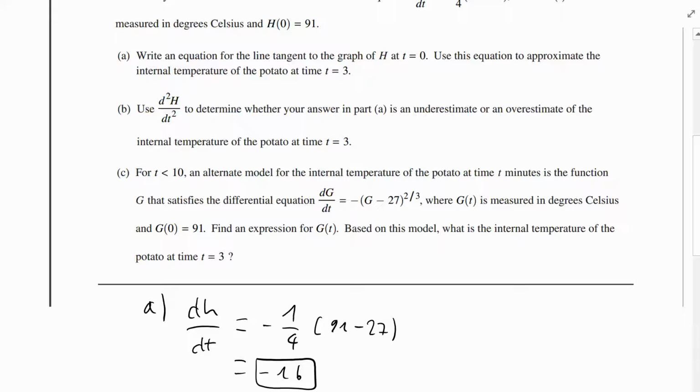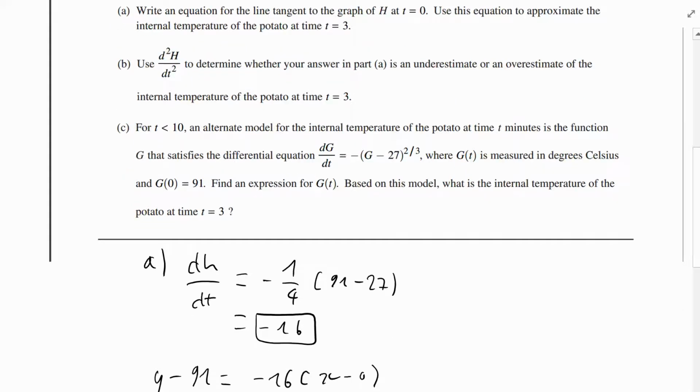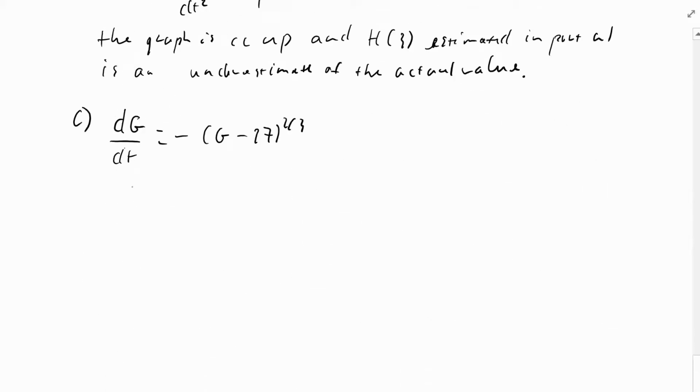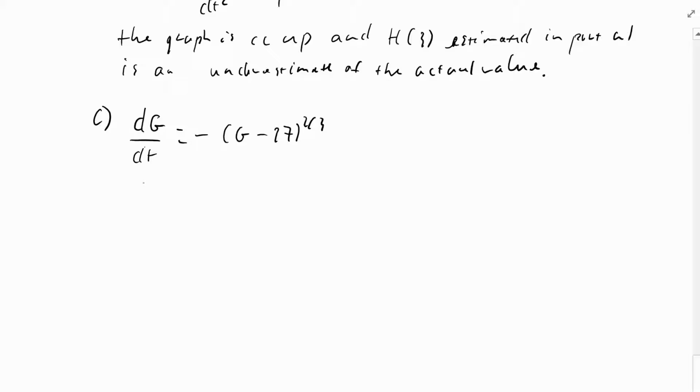And part C, this one involves a lot of steps of separating the variables and taking antiderivatives, and you have to be careful plugging in your initial condition and doing antiderivatives. So you have to first separate the variables. You have dg over dt, and you put g on one side, t on the other side. So you have dg over 2 times g minus 27 to the 2/3 equal to negative dt.